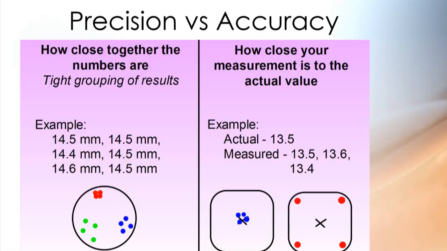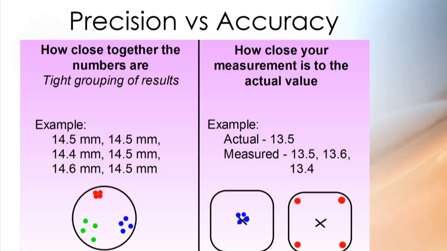Accuracy uses averages. For example, if the actual measurement is 13.5, and you measure 13.5, 13.6, and 13.4, the average of those three data points is right on target, making your measurements accurate. There are two ways to be accurate. The blue dots in the square show very good precision because they're close together, and they're right on target. They're right on that X which we're aiming for.